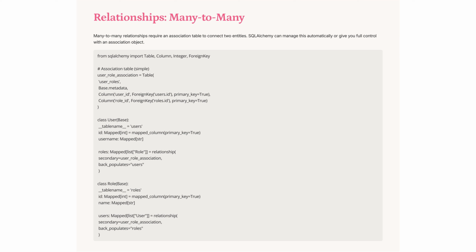Many-to-many relationships in SQLAlchemy use an association table to link entities. This can be managed automatically or with an association object for more control. The association table, like user roles, connects user and role classes, allowing bidirectional relationships through the roles and users attributes.